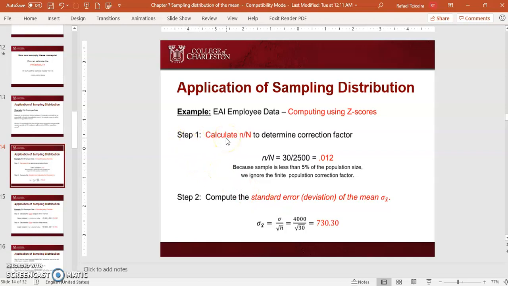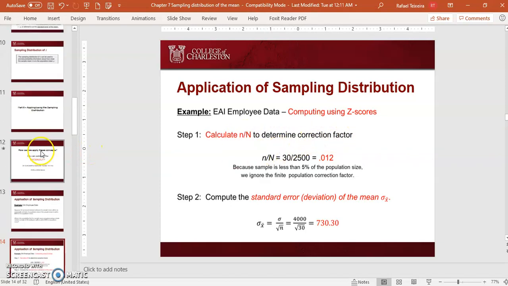So step one is to define if the population is finite or infinite. To do that, you compute the ratio of the sample size over the population size to determine if you need the correction factor.